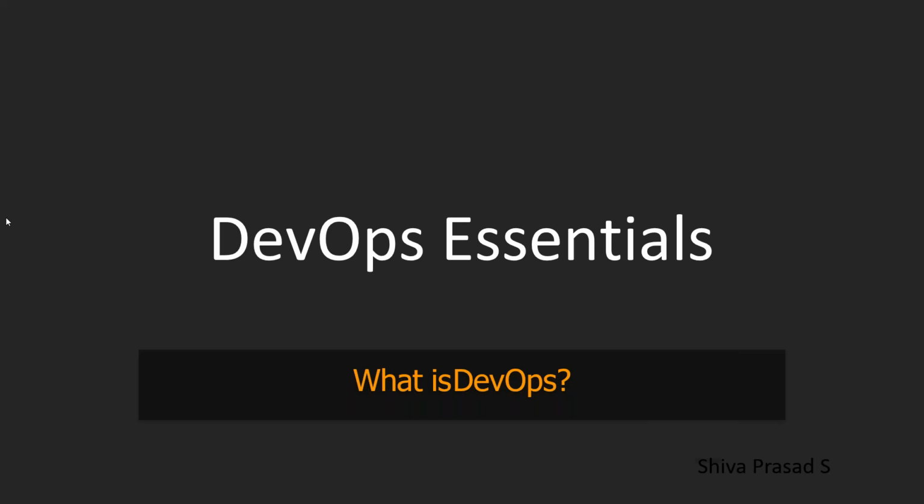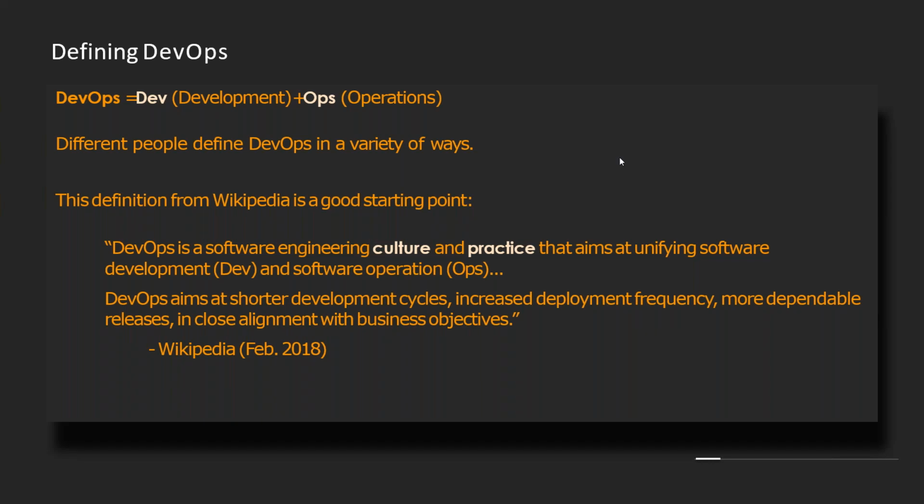Okay, so we'll be talking about a very high level understanding of what DevOps is, where it all started, and why people are using it. Okay. So DevOps, by the definition, is a combination of two things. One is development and operations. Okay. So different people define DevOps in different ways. But we have picked up the Wikipedia definition of what DevOps is basically.